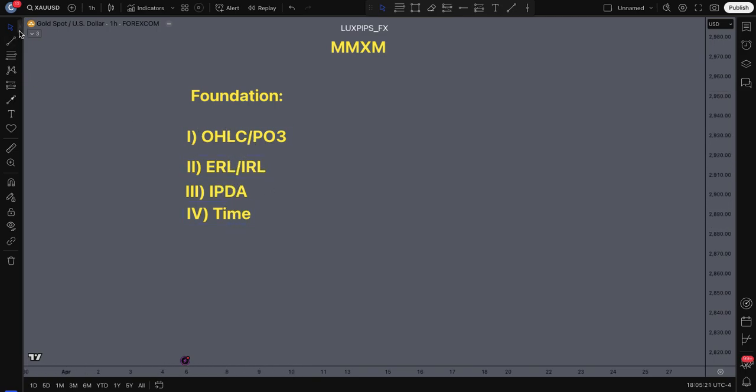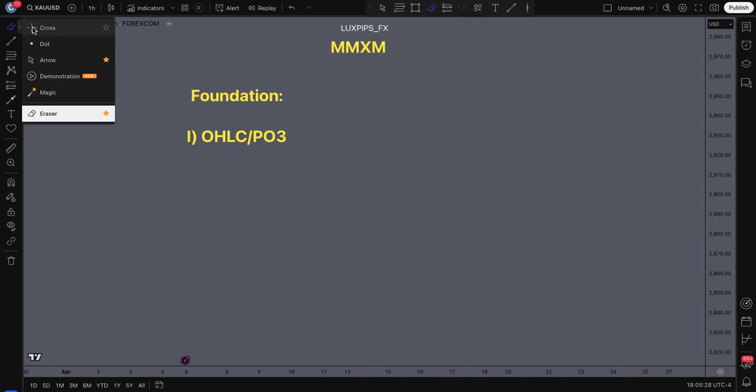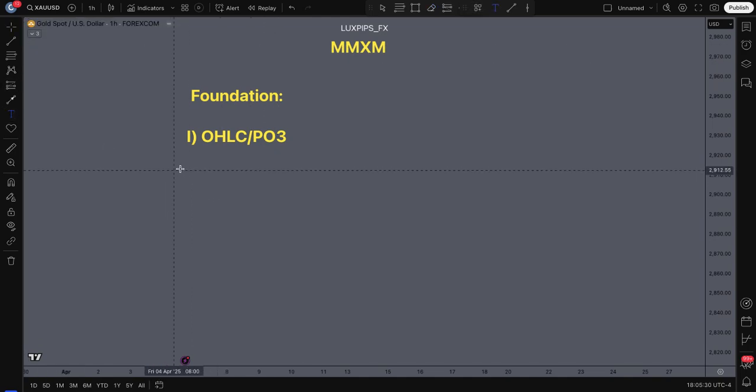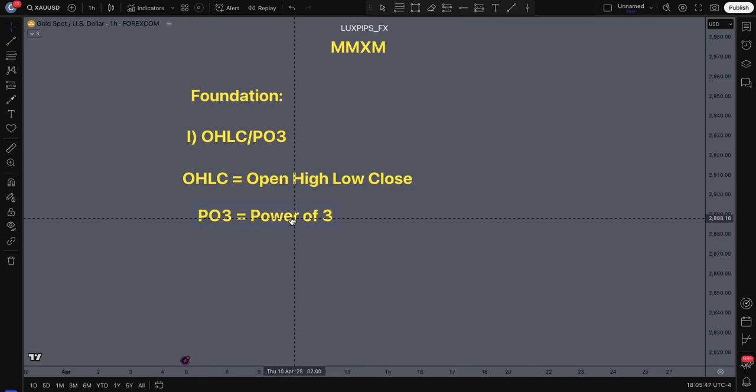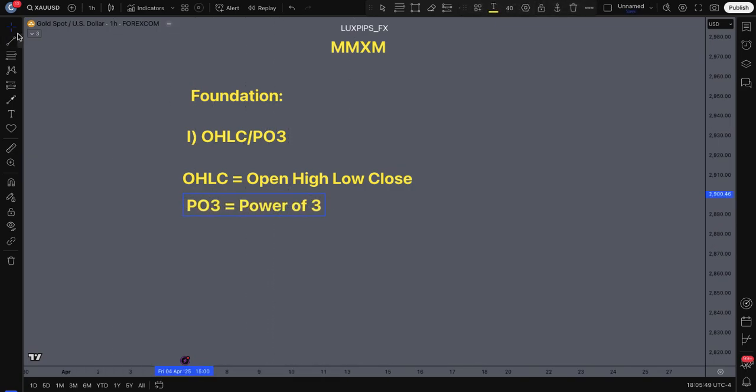So to start off with, OHLC and PO3. What does OHLC stand for? Open, high, low, close. PO3 is power of 3. Take out these lines. Okay.